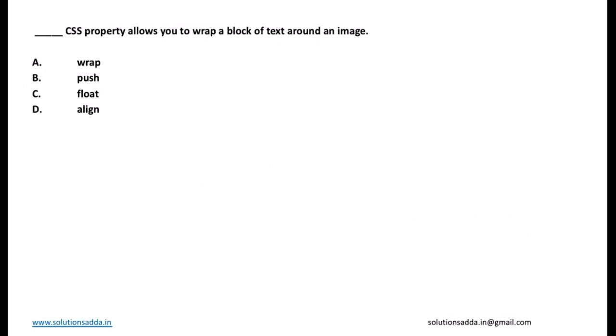This is a question from HTML CSS section. Dash property of CSS allows you to wrap a block of text around an image. Options are wrap, push, float and align. The correct answer for this question is option C, float.